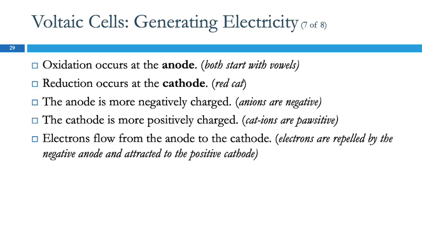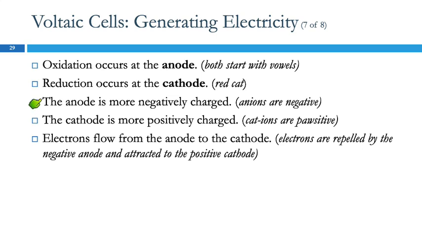Okay, so here's some things that we do need to remember, figure out a way to remember them. Oxidation occurs at the anode. Reduction occurs at the cathode. Again, pairs of things that you have to associate correctly. This is what helps me. Oxidation and anode both start with vowels. And red cat, reduction, cathode. So red cat.